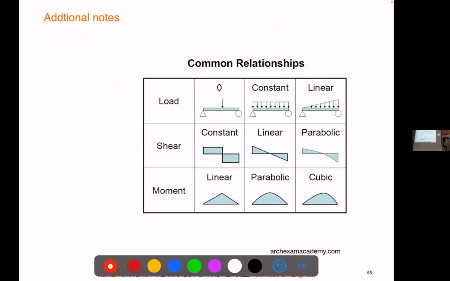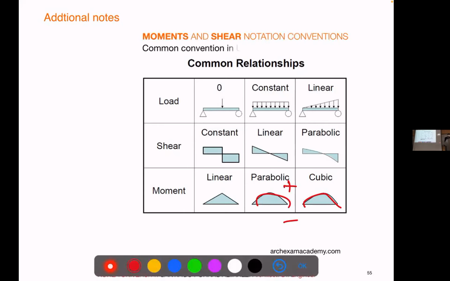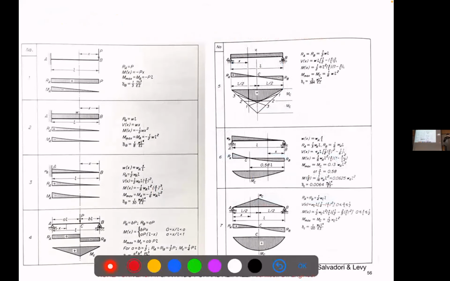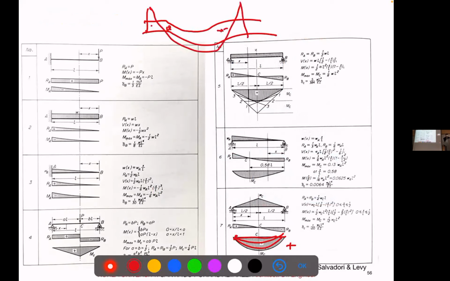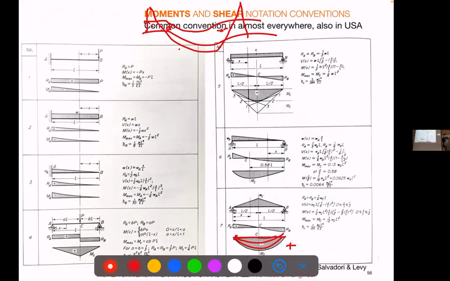Some people asked about the notation, which we commented on already. Moments are often said to be positive up, but I find it more intuitive, and this is taken from an American handbook, to put the moments positive down, just because it connects to the deformation. If we know the structure deforms in this way, we know the moments will be in this area. So it's very easy to see the moment's relation with the deflection. This is why I think it's more intuitive, and I follow this convention.